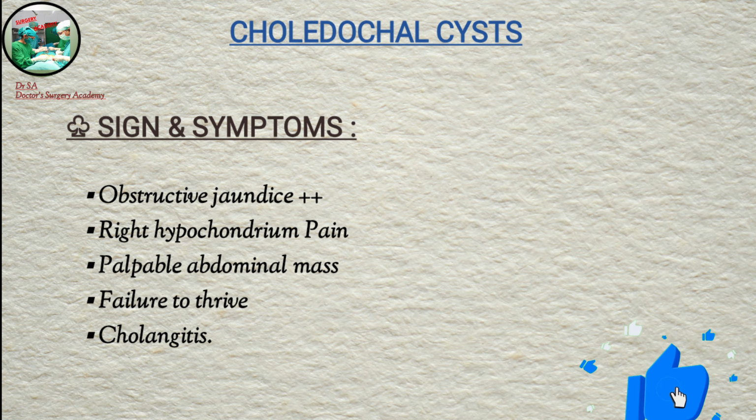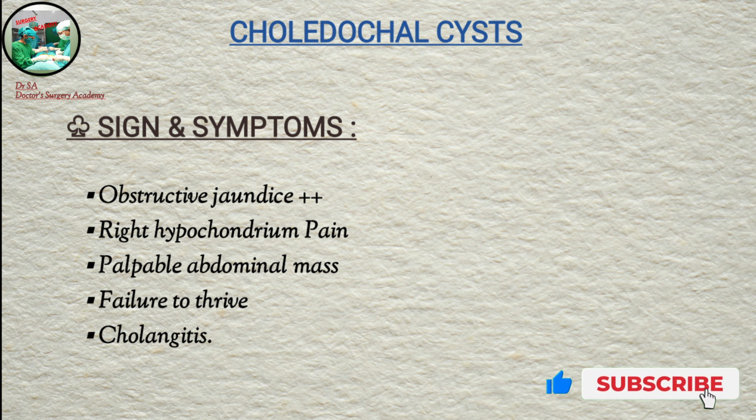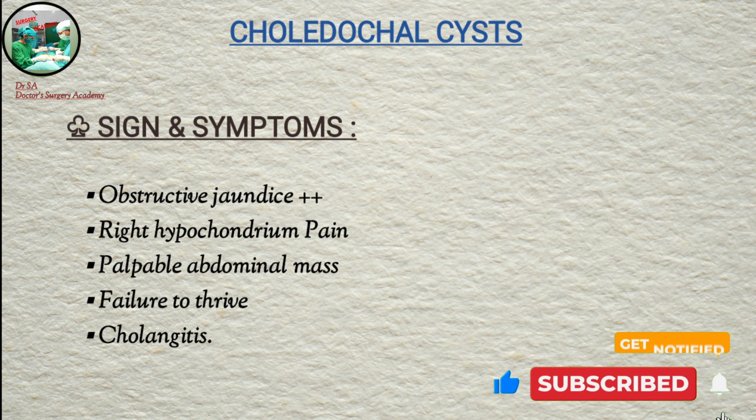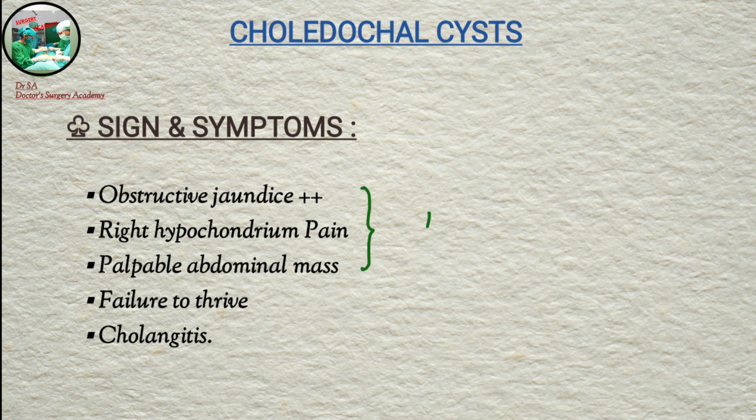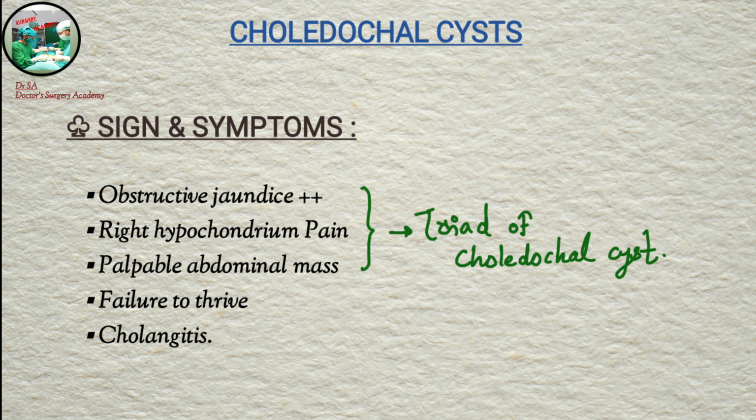The common symptoms include obstructive jaundice and pain, typically in the right hypochondrium. Some patients may also present with a palpable abdominal mass. These three features, jaundice, abdominal pain, and palpable abdominal mass, are classically described as the triad of choledochal cyst. In children, failure to thrive may also be seen, while patients with biliary infection can present with cholangitis.